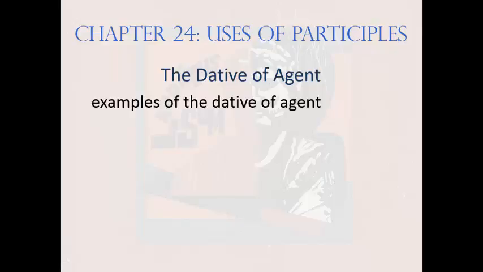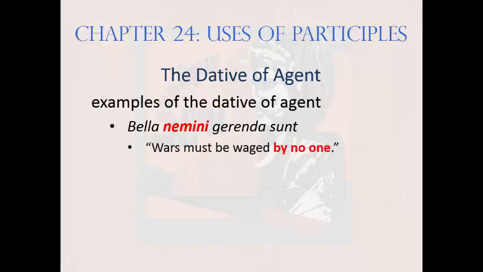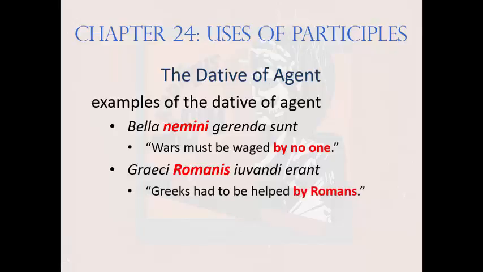Translate the following sentences, please. Bella nemini gerenda sunt. What does that mean in English? That's right. Wars must be waged by no one. Nemini is a dative of agent. Next sentence. Graeci Romanis iuvandi erant. Translate, please. The Greeks had to be helped by the Romans. Romanis is a dative of agent. Also note, you have to say had to here, since it's past tense.